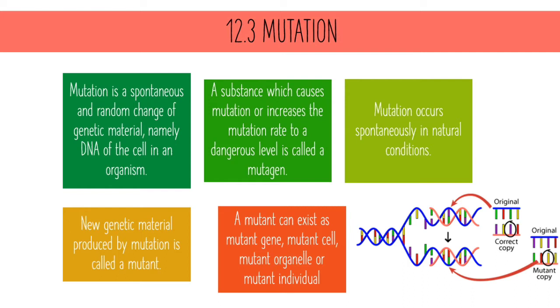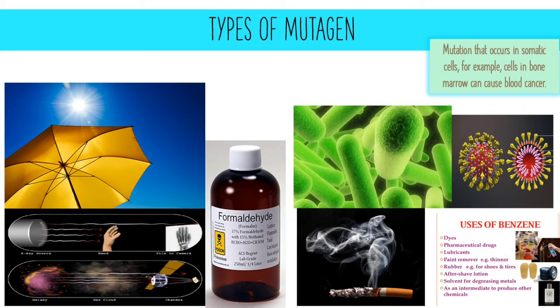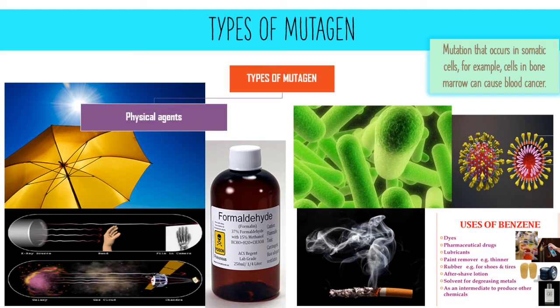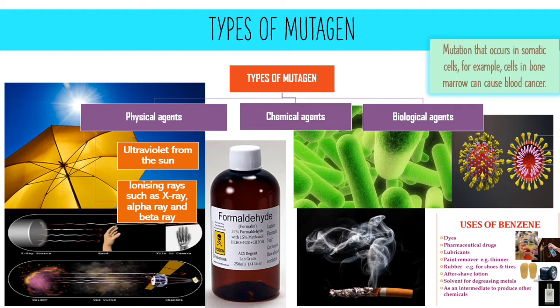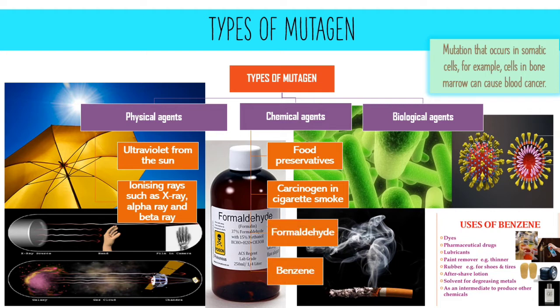So this is the picture of how the process of mutation occurs. Okay, let's discuss the types of mutagen. Types of mutagen are divided into three: first, physical agent, second, chemical agent, and third, biological agent. Physical agents are the ultraviolet from the sun and ionizing rays such as X-ray, alpha ray and beta ray. Chemical agents are such as food preservative, carcinogen in cigarette smoke, formaldehyde and benzene, while biological agents are virus and bacteria. Mutation that occurs in a somatic cell, for example a cell in bone marrow, can cause blood cancer.